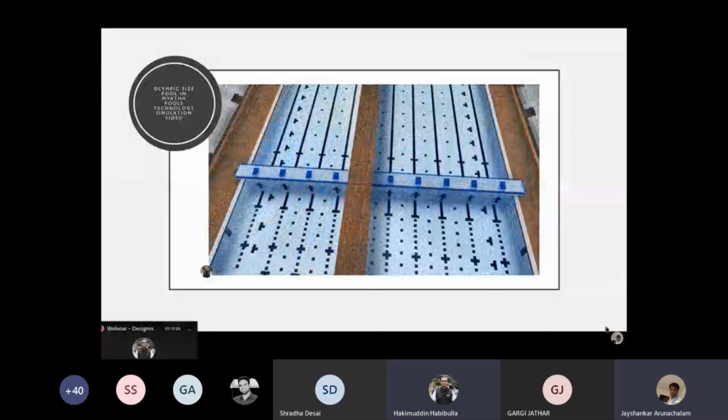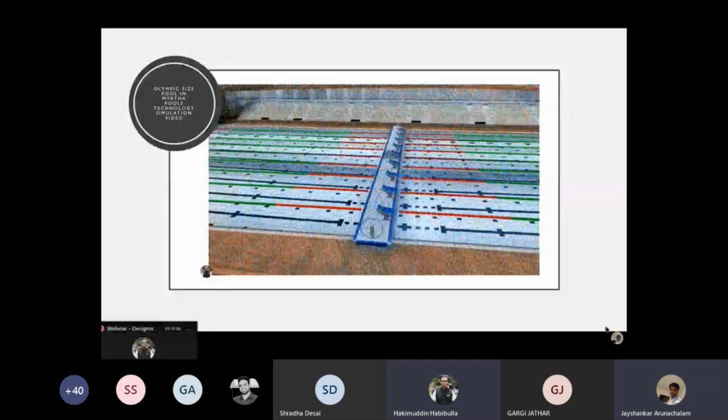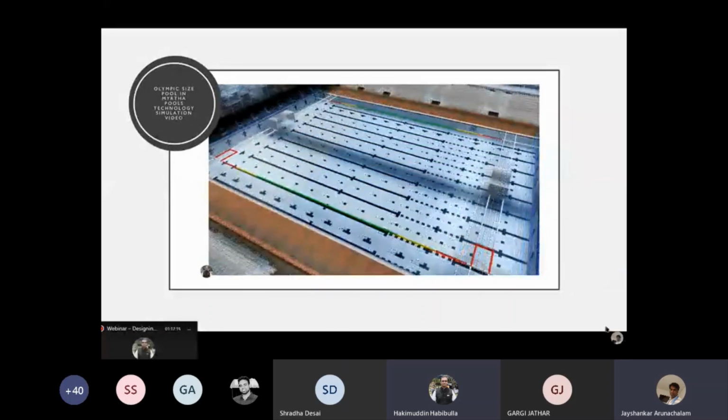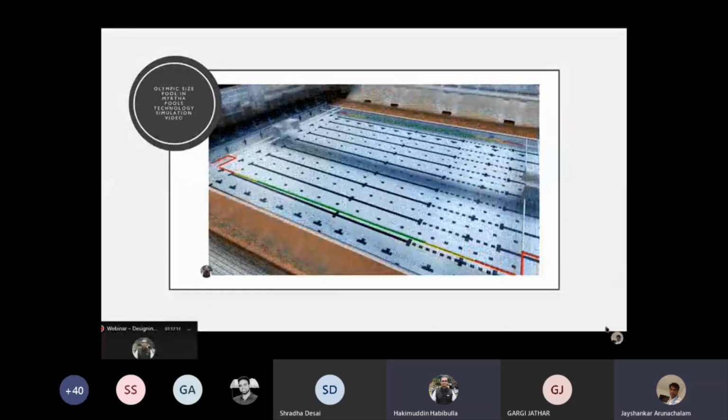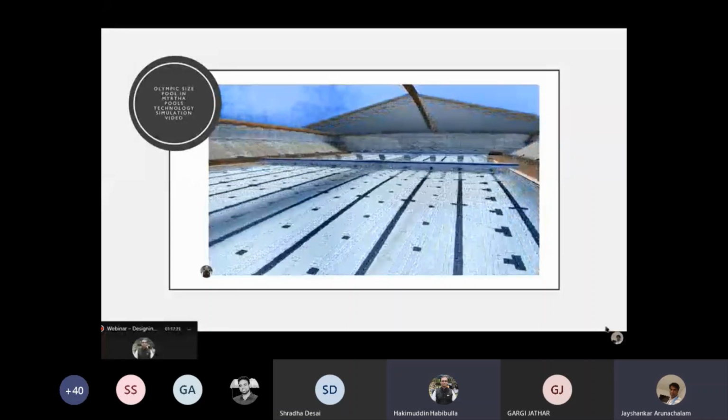So this gives an example of how the bulkhead moves. So this is a bulkhead that can come together, and you can divide the pool into two 25-meter pools, and you can have one part of the pool used for water polo, a water polo event, while the other part of the pool is used for swimming.